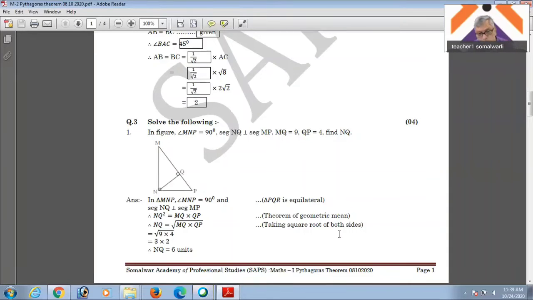NQ is equal to root MQ into QP, taking the square root of both sides. Now, MQ is equal to 9, QP is equal to 4. So, therefore, 9 into 4 under the root, you may find out 9 fours are 36, and then square root, or the square root of 9 and the square root of 4 will give you NQ is equal to 6.